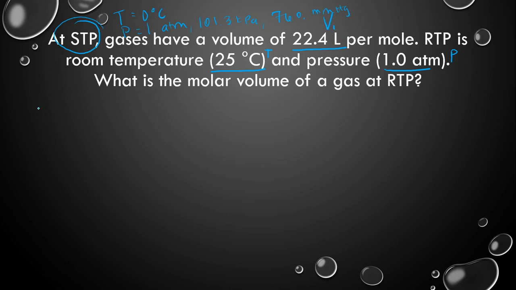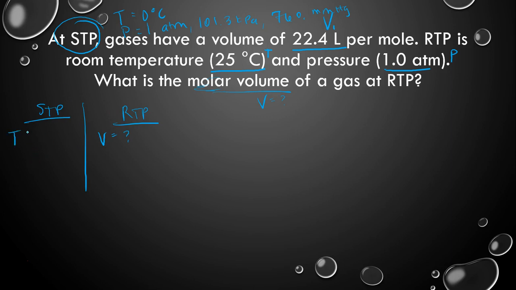So what they're basically doing is asking you to compare things at STP to things at RTP. In other words, it's asking you for the volume. I know it says molar, doesn't even matter. They want the volume at RTP. Well, then what I'm going to have to do is compare it to the stuff that's over here on the STP side.